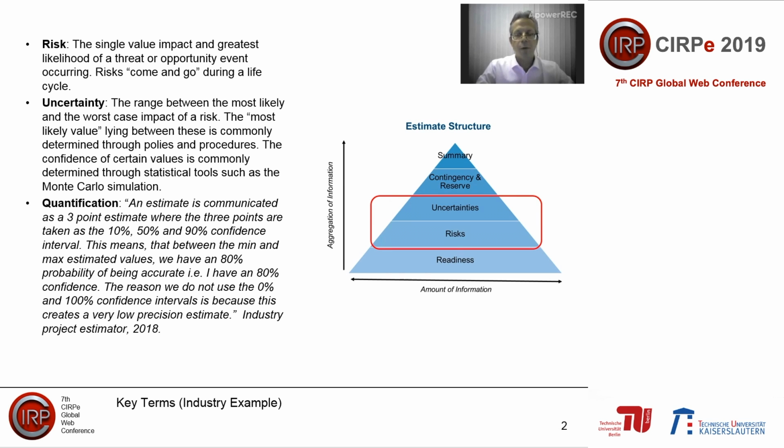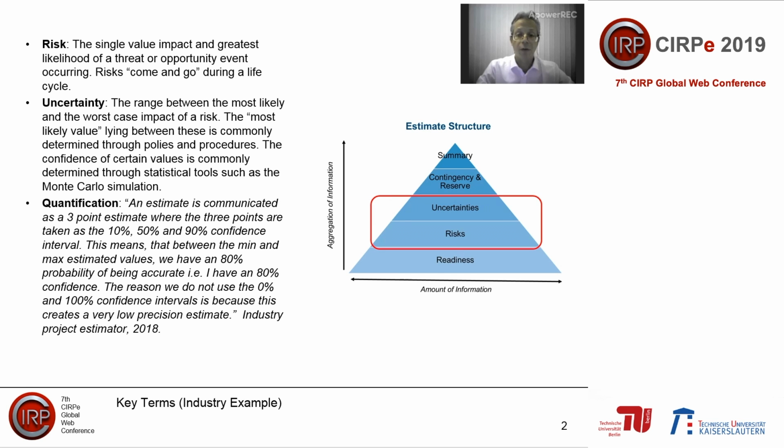Let us start by revisiting some basic terms from the perspective of an aerospace manufacturing company. A risk is the single value impact and greatest likelihood of a threat or opportunity event occurring. Risks come and go during the life cycle. Uncertainty is the range between the best case and the worst case impact of a risk. The most likely value lying between these is commonly determined through policies and procedures. The confidence of certain values is commonly determined through statistical tools such as the Monte Carlo simulation.